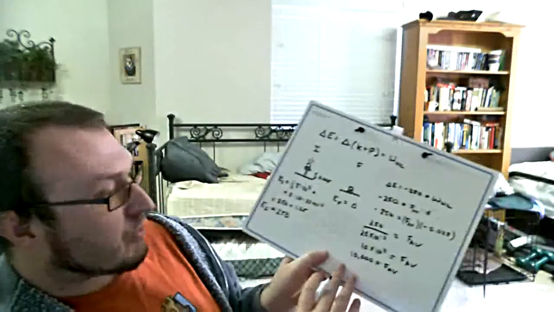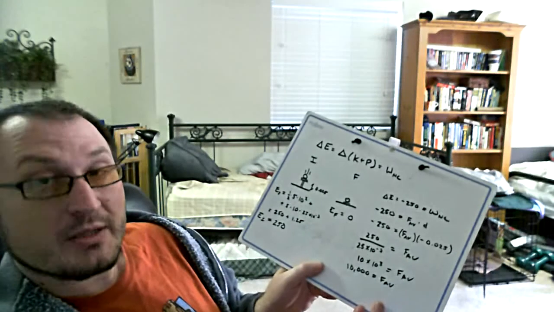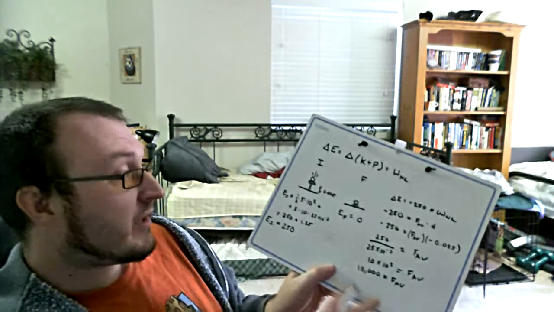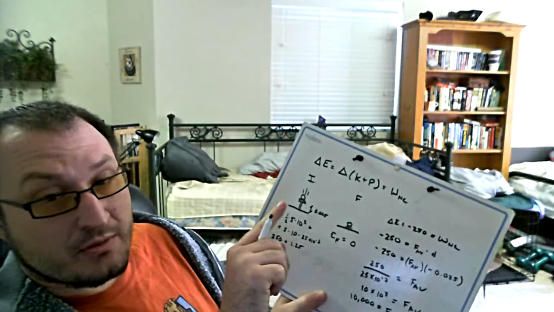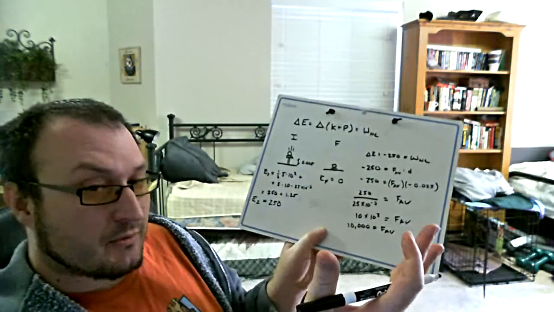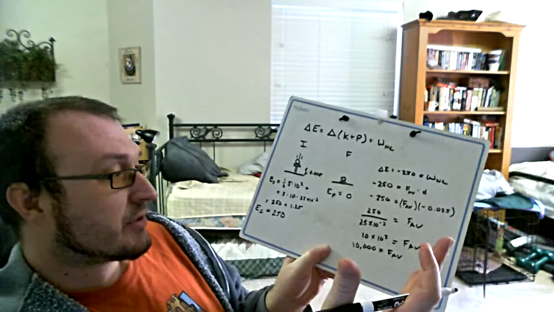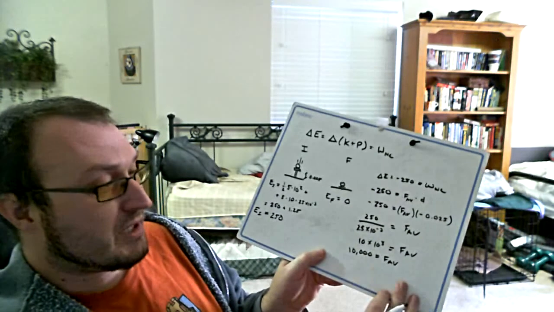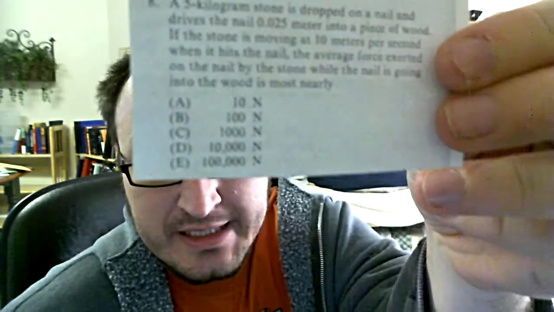Now, fortunately, those two are equal and opposite reaction pairs, right? If this nail is acting up on the stone, then certainly the stone is acting down on the nail. It's an equal and opposite reaction pair, so it's the same thing, and this would be our answer. Is this one of the answers? We check. Looks like to me it's answer D, 10,000 newtons. That would be the answer I would pick. So that's it. That's problem number 86.